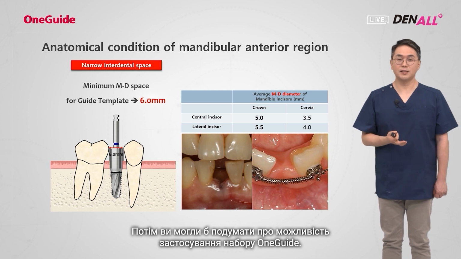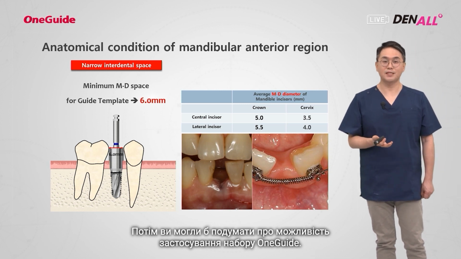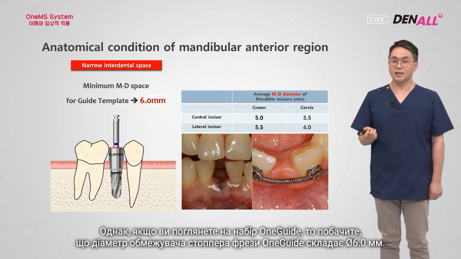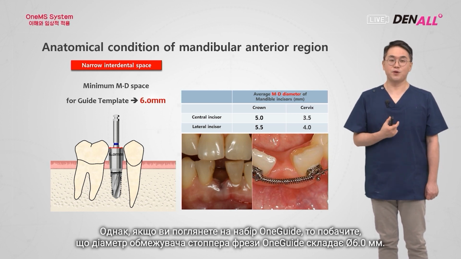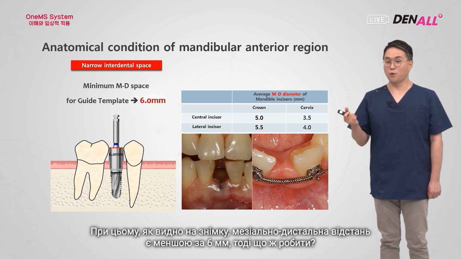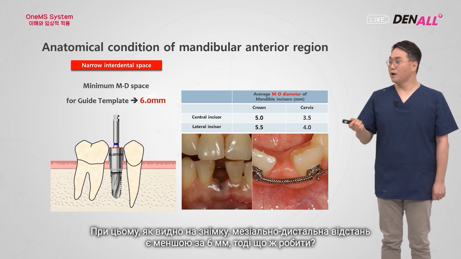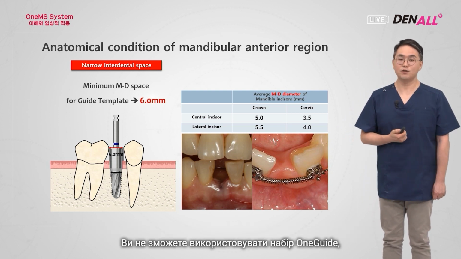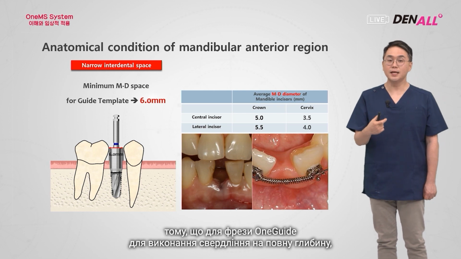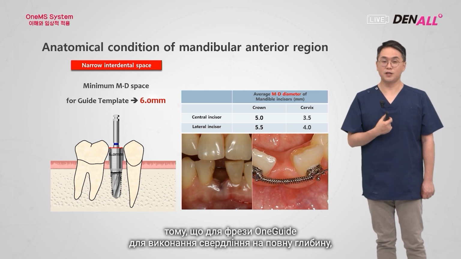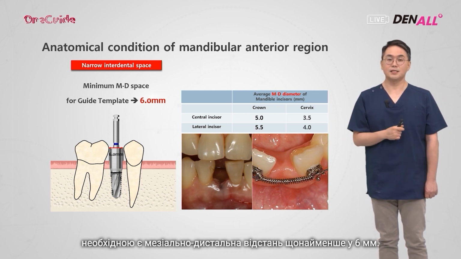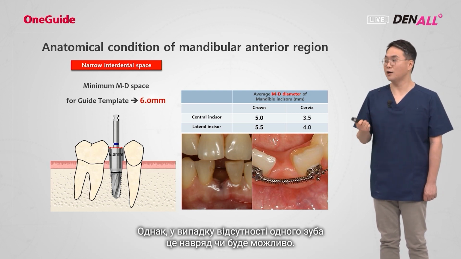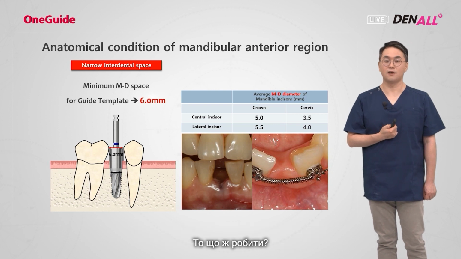Then, using the One Guide kit, you might think it is possible, but if you look at the One Guide kit, the One Guide drill stopper diameter is 6.0. But as you can see in the photo, if the mesial-distal distance is less than 6, what to do? You cannot use the One Guide kit because for the One Guide drill to drill in full depth, the mesial-distal distance needs to be at least 6.0. But in a single missing tooth, that would not be possible. What to do?